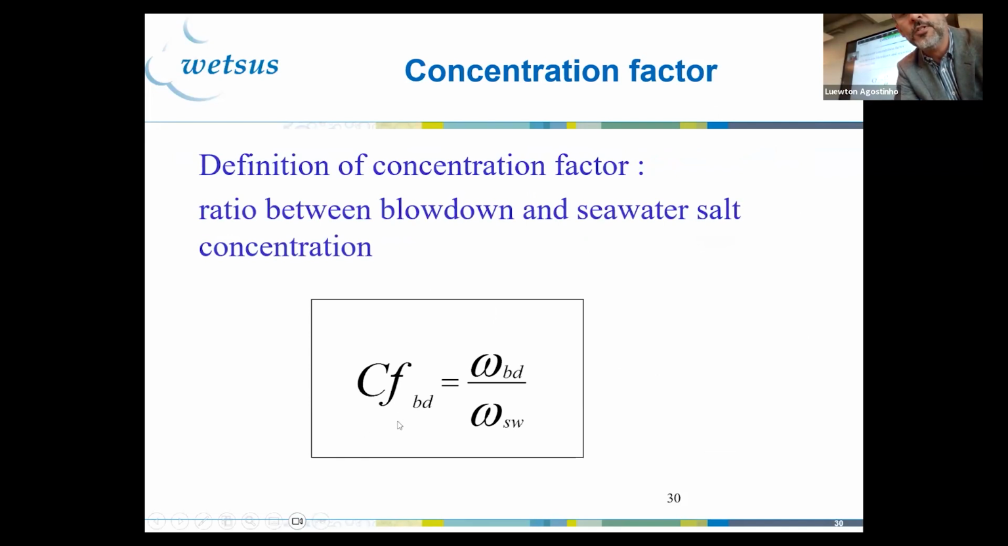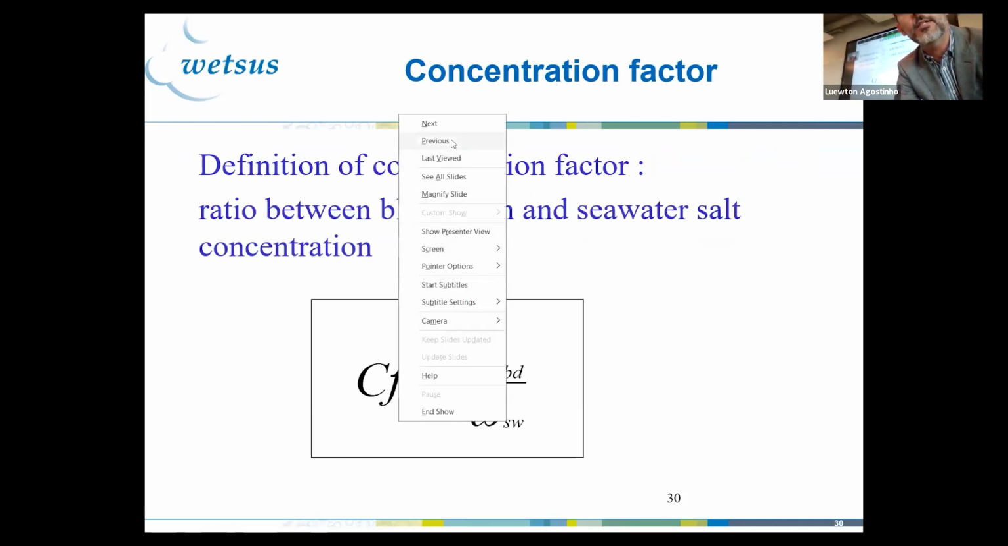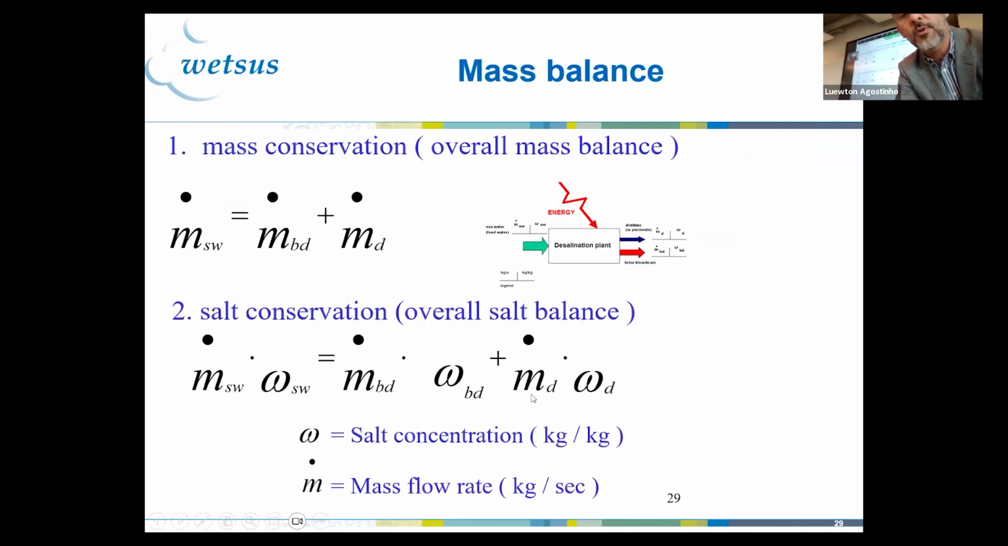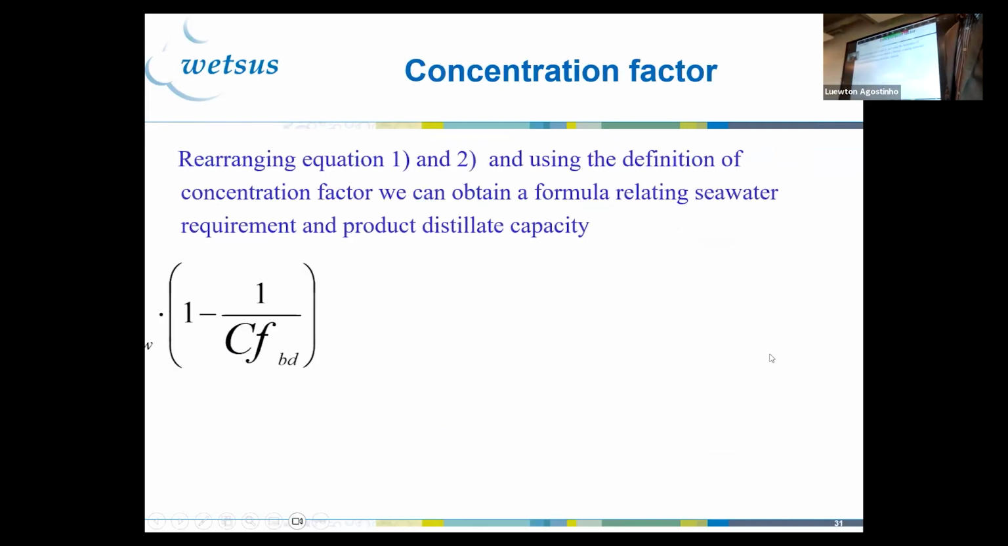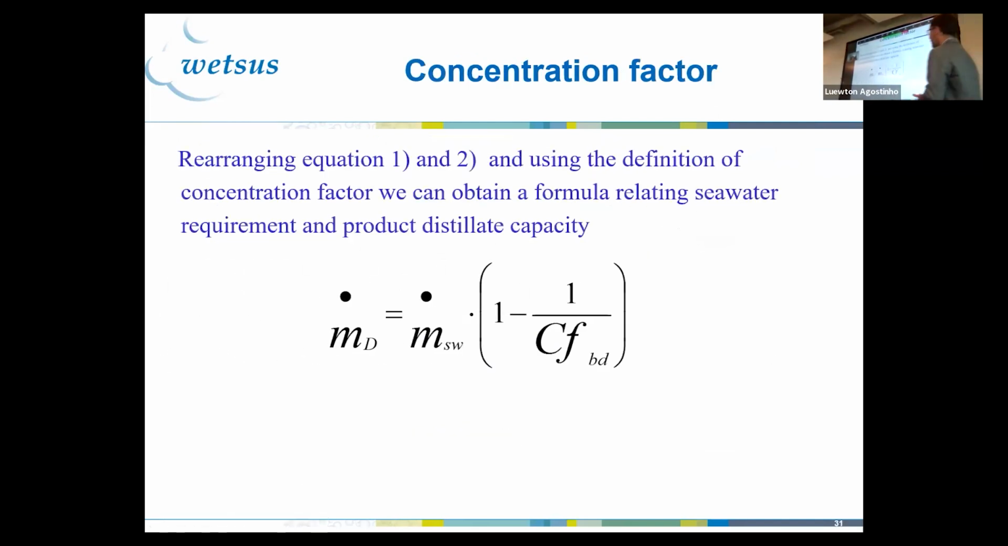So if you use your concentration factor and combine it with the normal salt conservation, you can get a relation with your mass as well. The mass of your distillate can be calculated as the mass of your seawater times the inverse of your concentration factor. And this is very interesting because, from the technical aspects of the construction, this is a number that you can easily calculate.